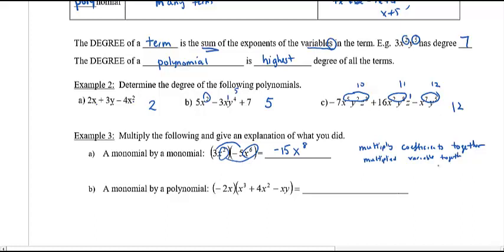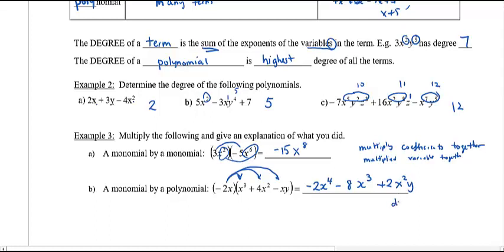Okay. If I have a monomial by a polynomial, hopefully you can see that we're going to actually distribute. I don't remember doing this in Math 9, but we're going to distribute this over. So negative 2x times x cubed is negative 2x to the power of 4, because x times x cubed is x to the power of 4. Negative 2 times 4 is negative 8. X times x squared is x cubed. And then also here, negative 2 times negative 1 is positive 2. X times x is x squared with a y.